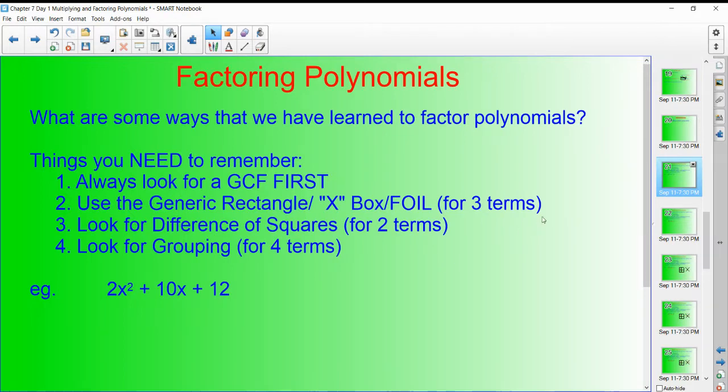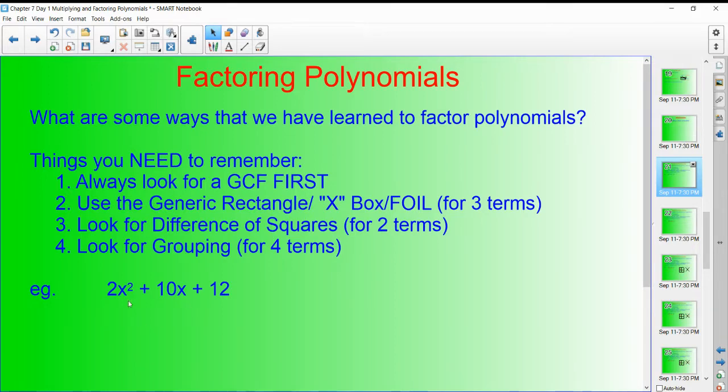Then, depending on how many terms it has, if it's a trinomial, if it's got 3 terms, we're going to use something called a generic rectangle. You might know it as Xbox or unfoiling. The names aren't really important. The process is. And we're going to specialize: if it's got 2 terms, it might be a difference of squares problem. And if it's got 4 terms, it might be a grouping problem. So I'm going to show you all of those today.